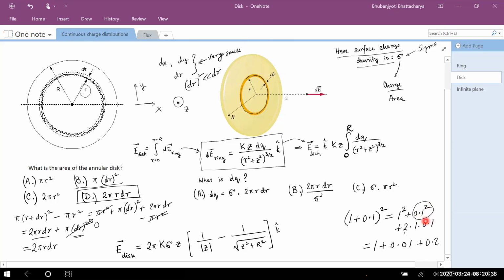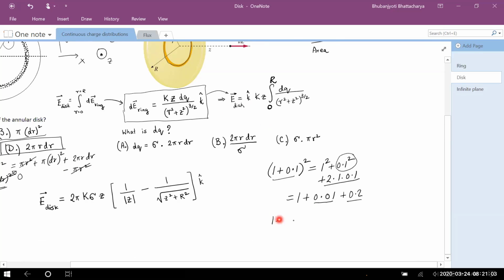So what I'm talking about here is neglecting this term relative to that term. I'm neglecting 0.01 relative to 0.2, which makes sense, right? 0.01 is much smaller than 0.2. Now, I did this calculation with just 1 plus 0.1. The approximation is going to be much, much better if I had 1 plus, let's say, 10 to the negative 9, and I wanted to square it.